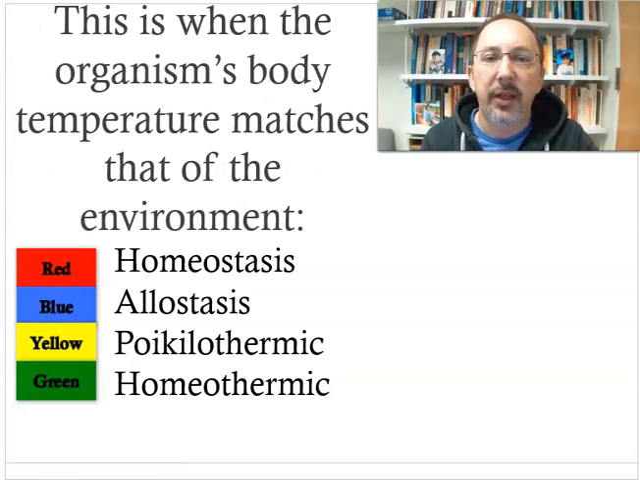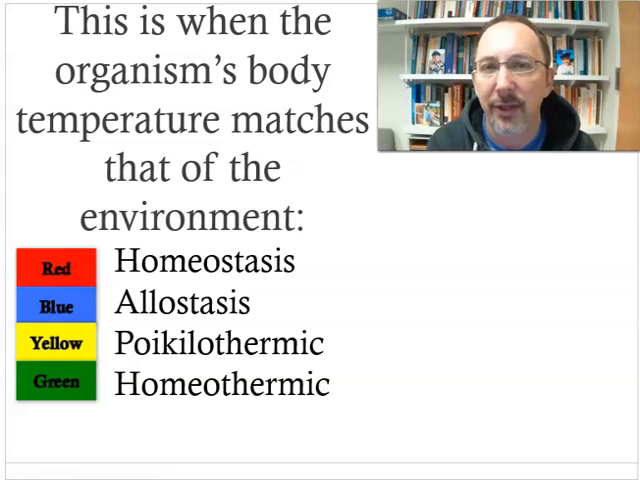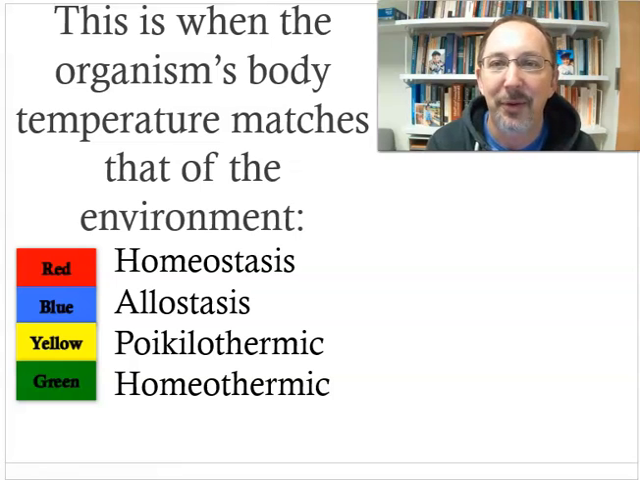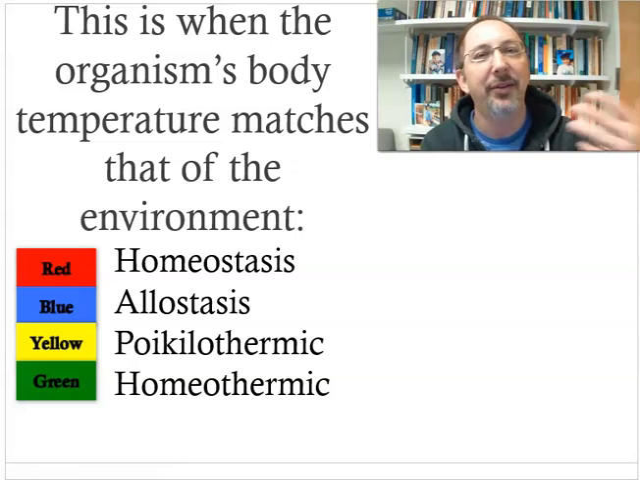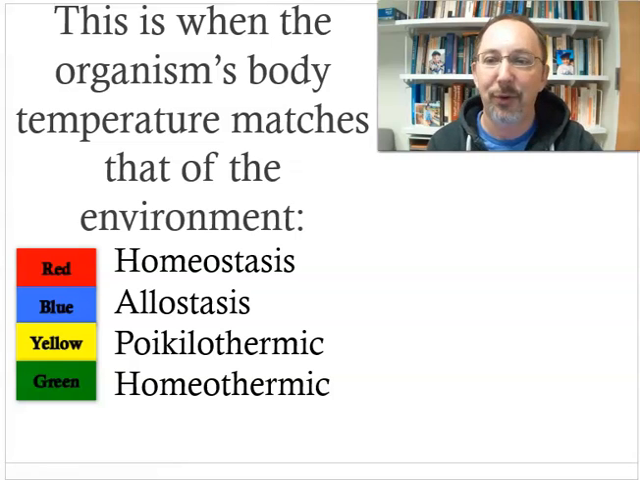This is when the organism's body temperature matches that of the environment. Homeostasis, allostasis, poikilothermic, or homeothermic. And it is poikilothermic. We also see examples of people's set points changing and their bodies adapting. If you live in Southern California, for instance, where these classes are generally held, and you see people in January wearing tank tops and shorts and flip-flops, you probably immediately think this person is from a cold climate, right? Because their body's adapted to that. And now in this freezing 58-degree weather, they're like, this is warm.